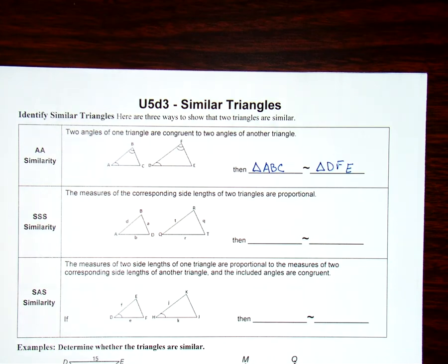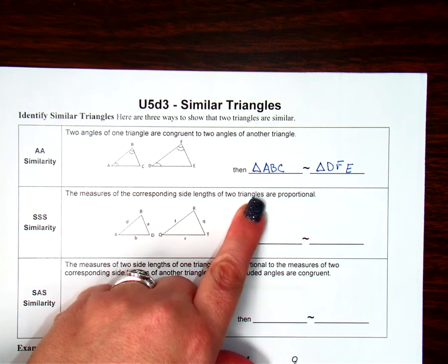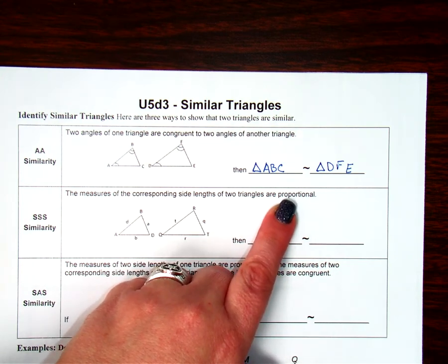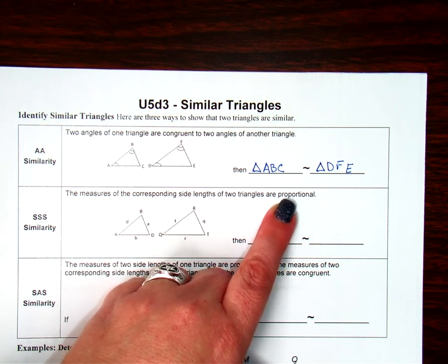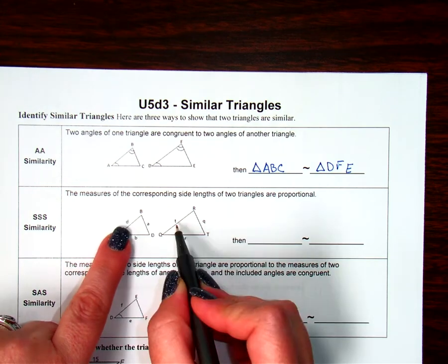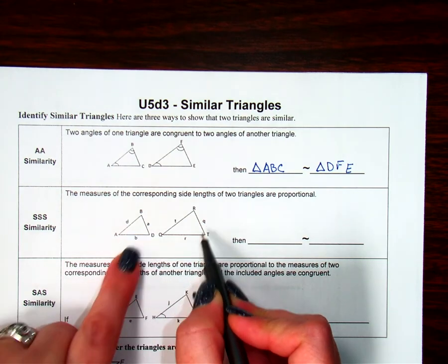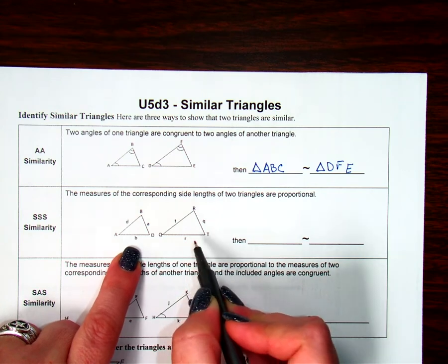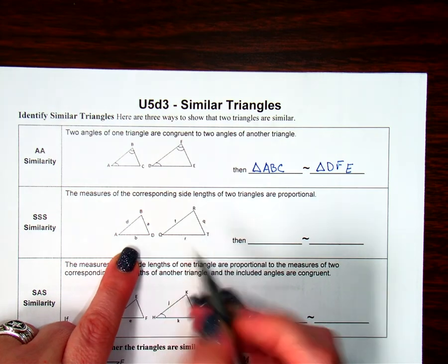Okay? The next one is my side-side-side similarity, and it says the measures of corresponding side lengths of 2 triangles are proportional. So not congruent, because remember if we're doing congruent, then we're going to congruent triangles, and here we have similar triangles. So when we say proportional, that means when I create the ratios of the corresponding sides, D to T, and then A to Q, and then B to R, all of those ratios would equal the same thing, which would be the scale factor between the 2 similar triangles.